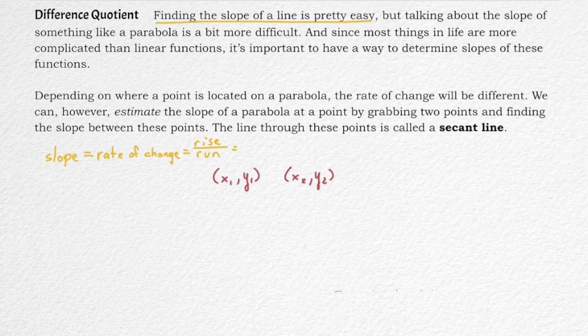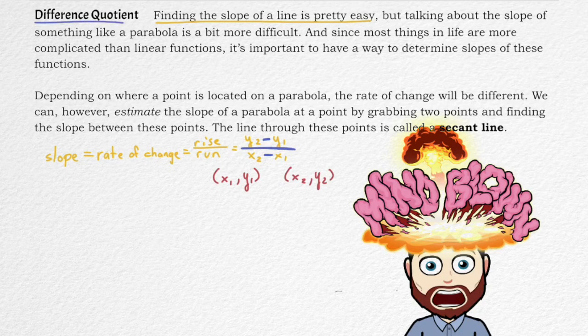Sometimes you don't have a graph to look at, you're just given 2 points, so like x1, y1, and x2, y2. And you've probably learned that you can find the slope between those 2 points using this formula, so y2 minus y1 over x2 minus x1. But wait a second, isn't this a difference in a quotient? Sounds a lot like a difference quotient. So back to what the paragraph said.